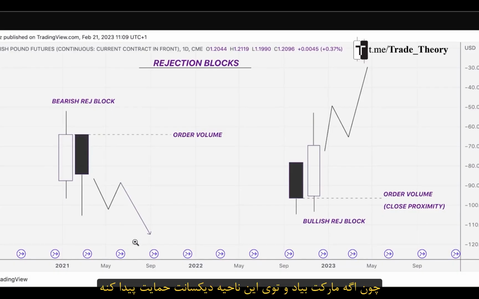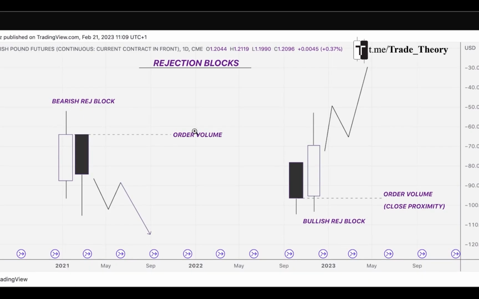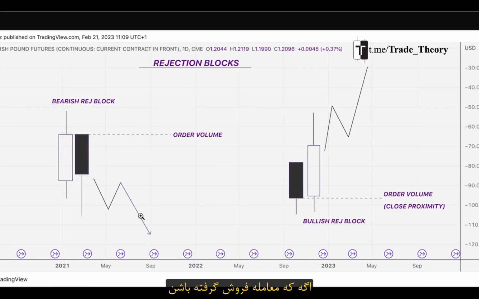Because if the market finds support at discount and we're looking to buy, aiming for a premium, before the market runs for this swing high here, it has to go through the rejection blocks first. Now, why does it need to go through the rejection blocks first? Because that's where the bulk of fund level liquidity would be resting at that swing high if they were short.